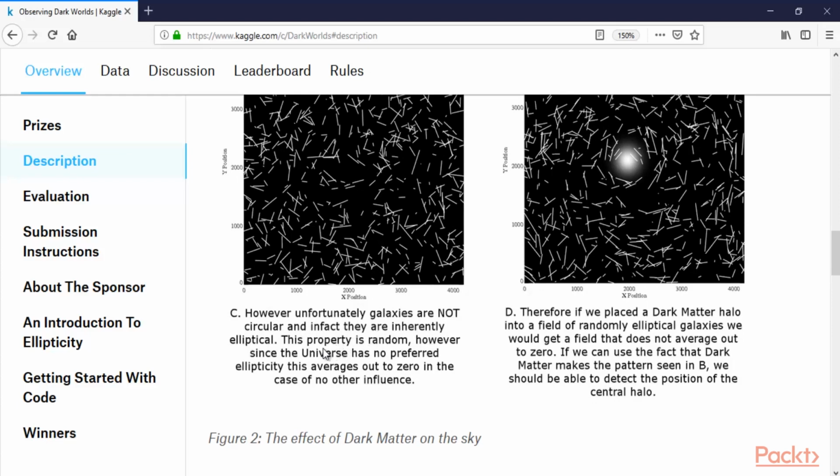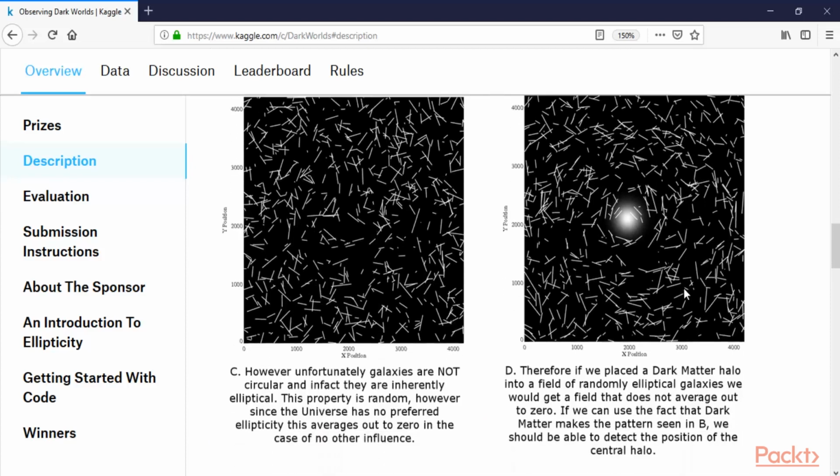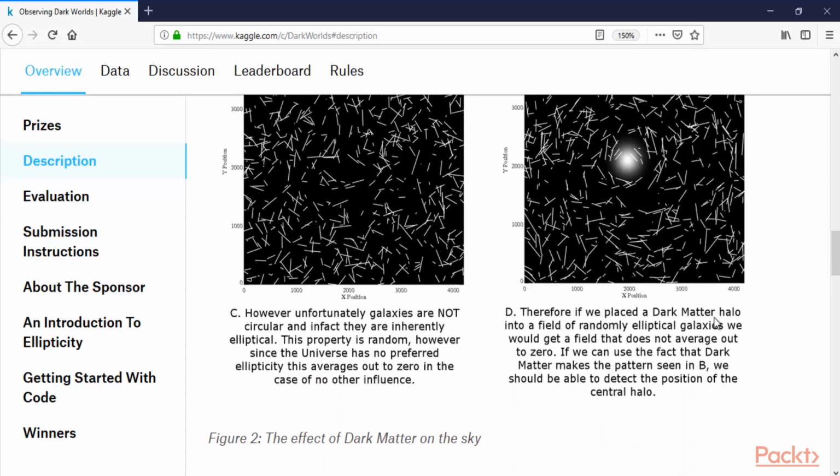However, unfortunately, galaxies are not circular, and in fact, they are inherently elliptical. Alright, this is another case. This property is random, and since the universe has no preferred ellipticity, this averages out to 0 in the case of no other influence. D case. Therefore, if we place a dark matter halo in the field of randomly elliptical galaxies, the galaxies are already elliptical, and now we are putting the dark matter in the middle of that.